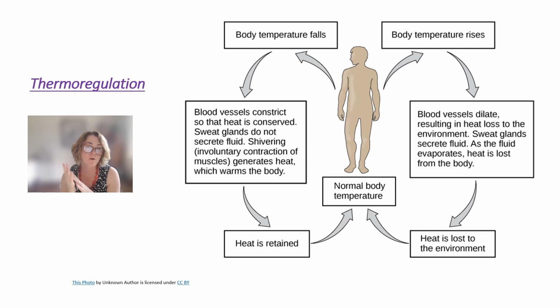Now, as the temperature falls, and I'm sure we've all experienced this when it gets very cold outside, the blood vessels constrict so that the heat is conserved. And then the sweat glands do not secrete fluid, but what happens is that the body starts shivering. So you have this involuntary contraction of the muscles, and that helps to generate heat, which helps to warm the body. So this is something that is consistently going on as the temperatures fluctuate, and there are other mechanisms in the body that undergo this same coming back to equilibrium. So this is it for temperature and how the body helps to regulate normal body temperature.